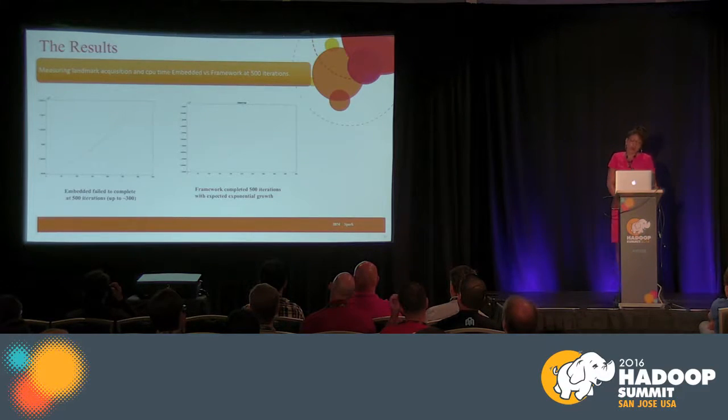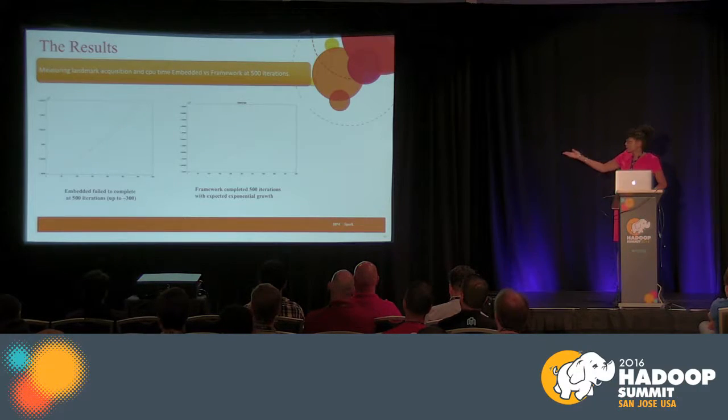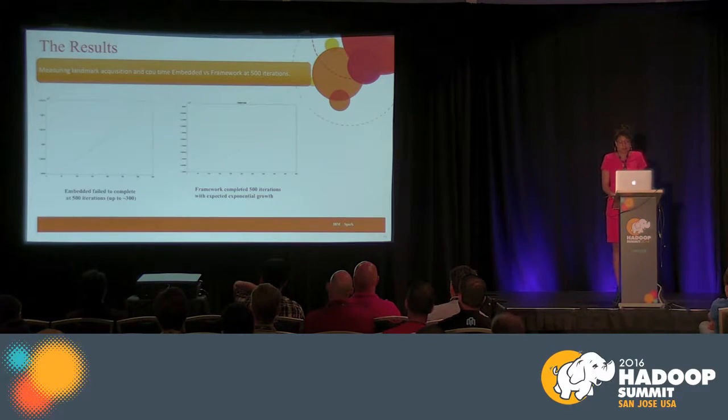So we ran 500 iterations. The embedded system only got to about 300 running SLAM. The framework completed all of its 500 iterations with the expected growth. So we expect growth, like an exponential growth with the number of landmarks. And you can see that curve here, but the embedded system couldn't complete it. I think it stopped around 300. So it was interesting.